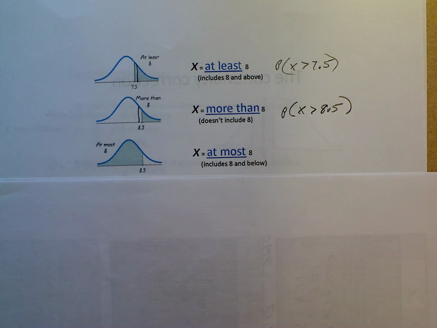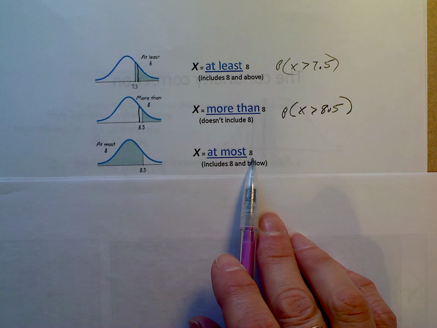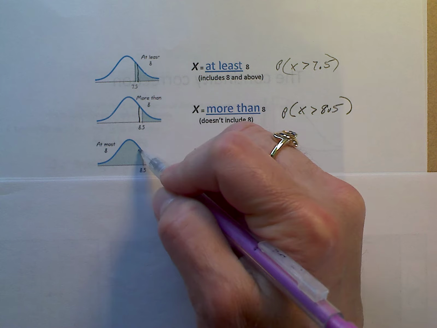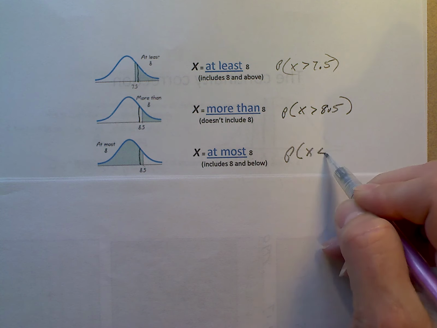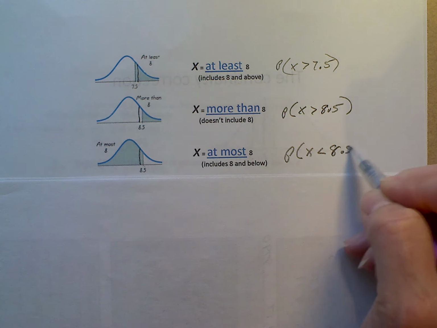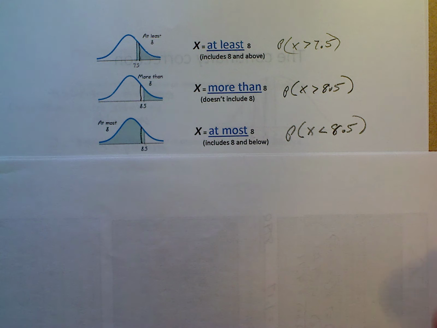Now let me show you something here. This one is at most 8. Do we include 8 when I say at most 8? Yeah, 8's included in there. And so I'm going to shift it up to 8.5 so I can include the 8. So I want it less than 8.5. At most 8 includes the 8.